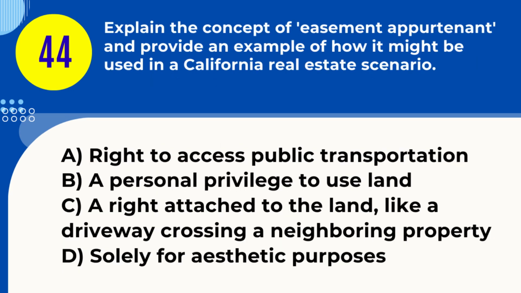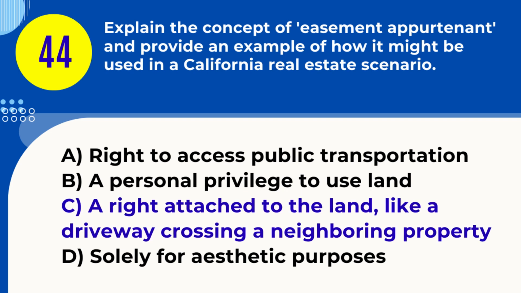Question 44. Explain the concept of easement appurtenant and provide an example of how it might be used in a California real estate scenario. A. Right to access public transportation. B. A personal privilege to use land. C. A right attached to the land, like a driveway crossing a neighboring property. D. Solely for aesthetic purposes.